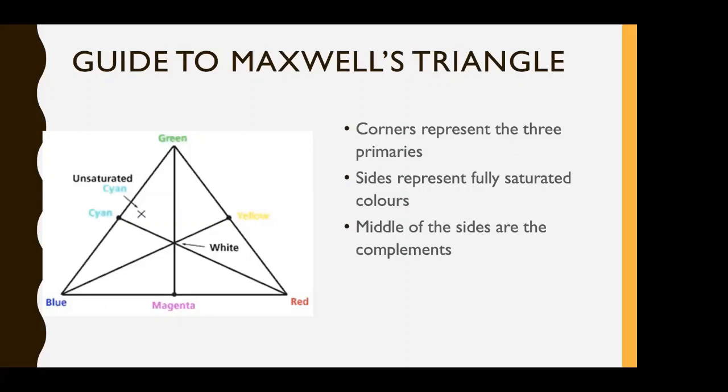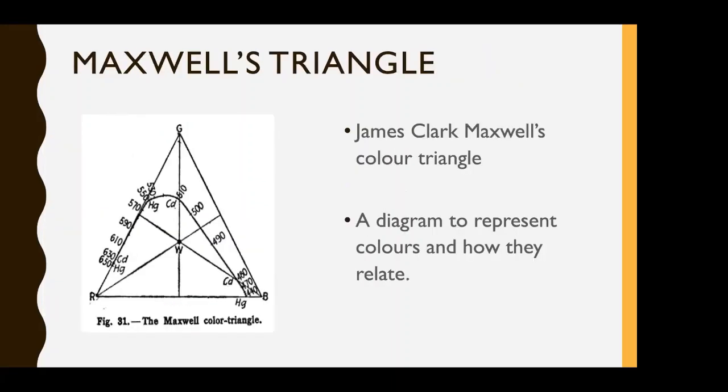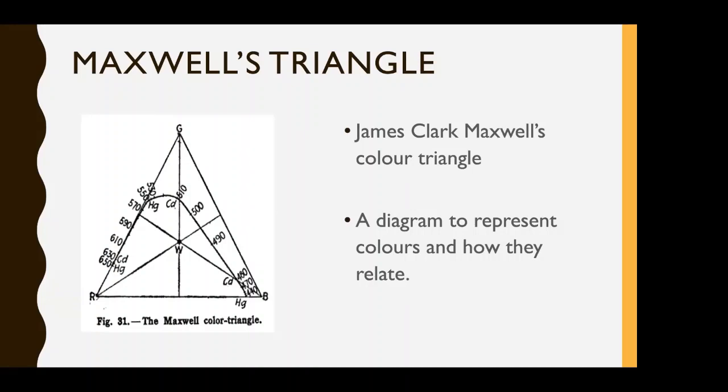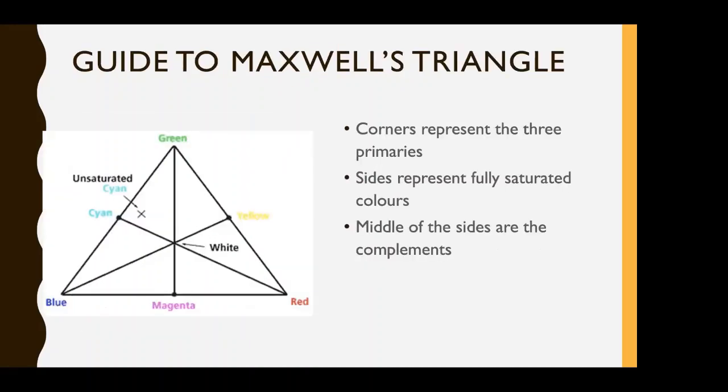All right, so Maxwell triangle, diagram, color relationships. The corners represent the three primaries. This is a much more slimmed down version. This is one of Maxwell's actual diagrams, by the way, or a diagram produced through his teaching. This is a more simplified version for us to understand. The corners represent the three primaries. The sides are fully saturated, which means that you can't go any further out than the side of the triangle, you cannot go beyond this level of saturation. There's no more color information available.